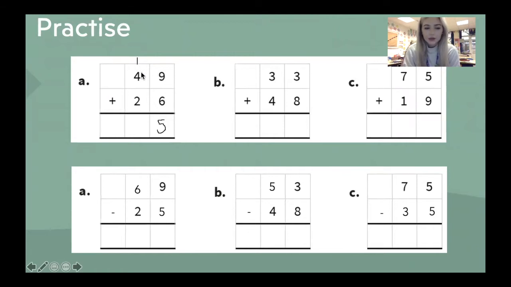Now I'm doing 1 plus 4 plus 2. We know that 1 plus 4 is 5, and then 5 plus 2 is 7. So your answer for this first one should be 75.